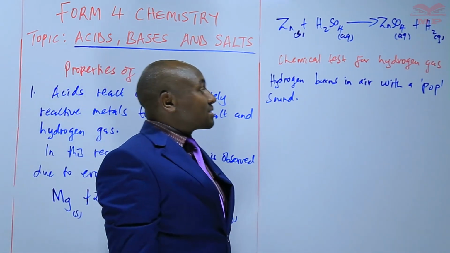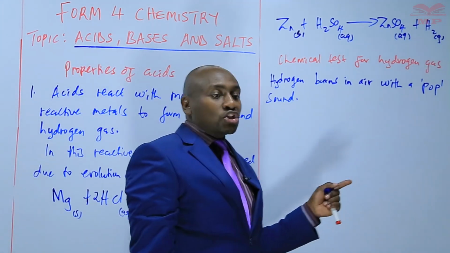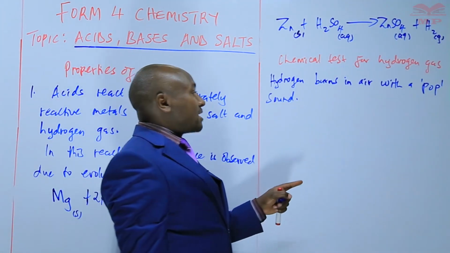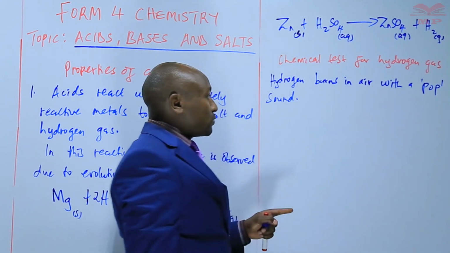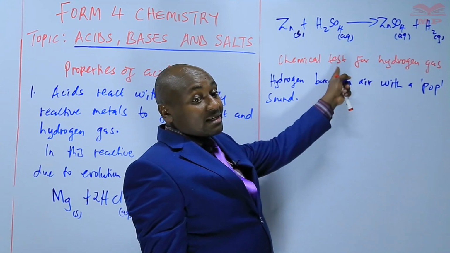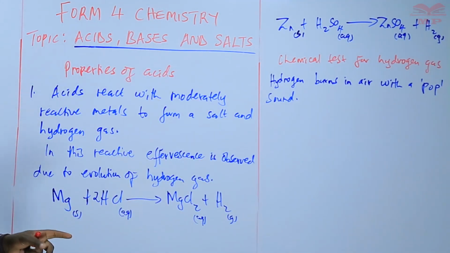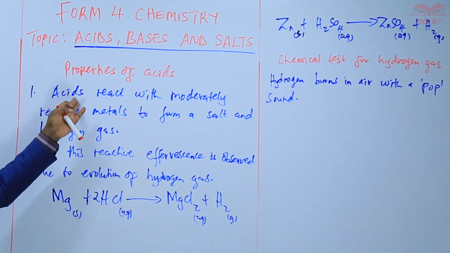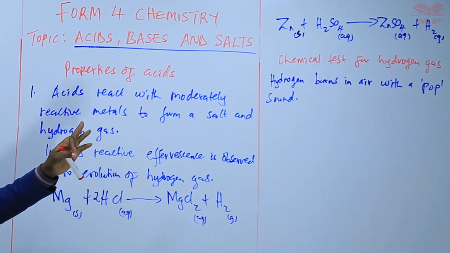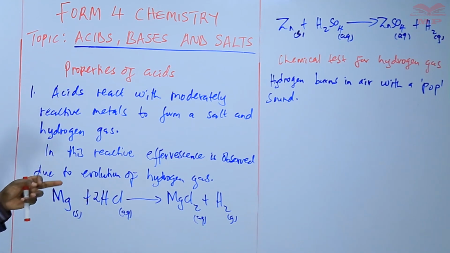When hydrogen gas burns in air that is rich in oxygen, a pop sound is produced. And that pop sound is the one that indicates that the gas is actually hydrogen gas. So what we are basically saying is that anytime an acid reacts with a metal, there will be the formation of a salt and a hydrogen gas.